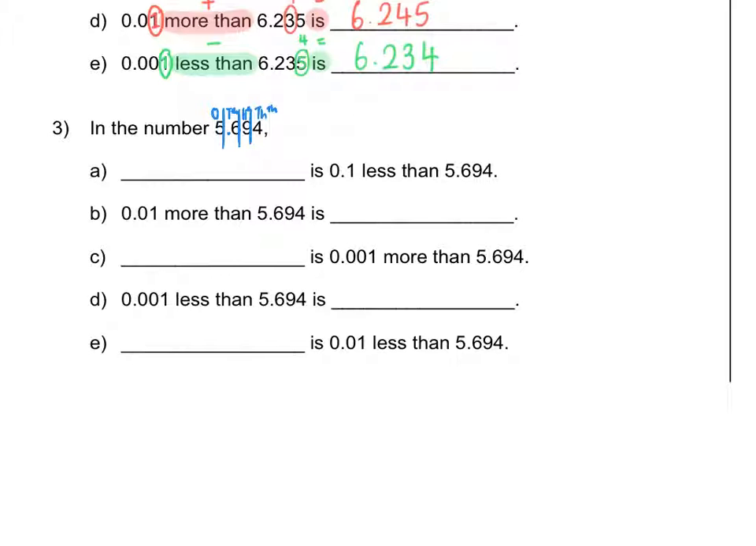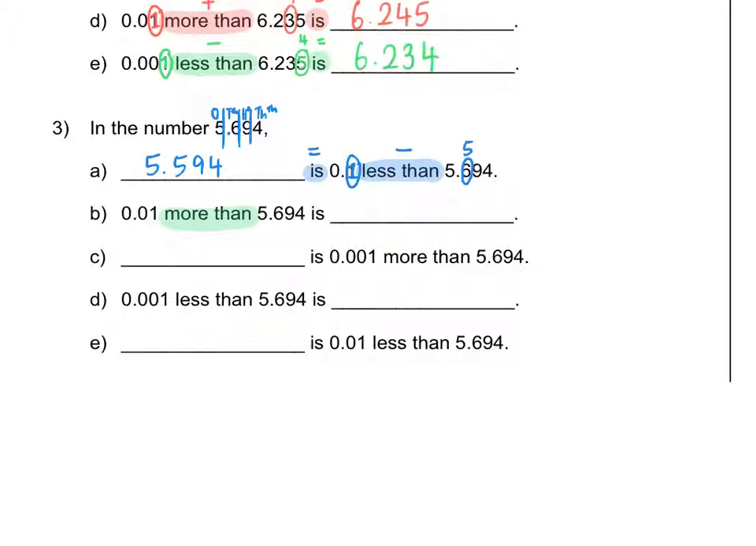Okay, so same thing as previously. What is 0.1 less than 5.694? So for less than and is, we highlight and we label. Less than means minus, is means equal. Okay, focus on the place value that is changing. In this case it is the tenths place. So the digit 6, when you minus by 1, it becomes a digit 5. Your answer should be 5.594.